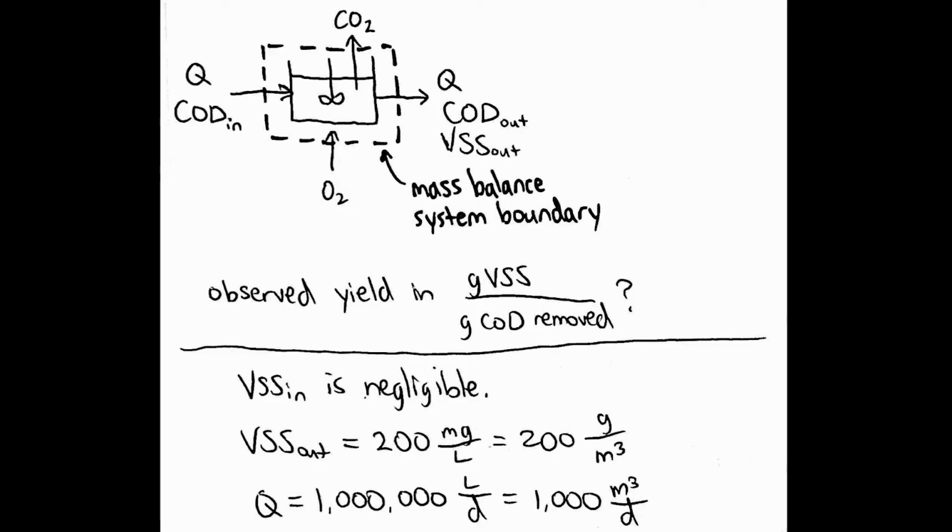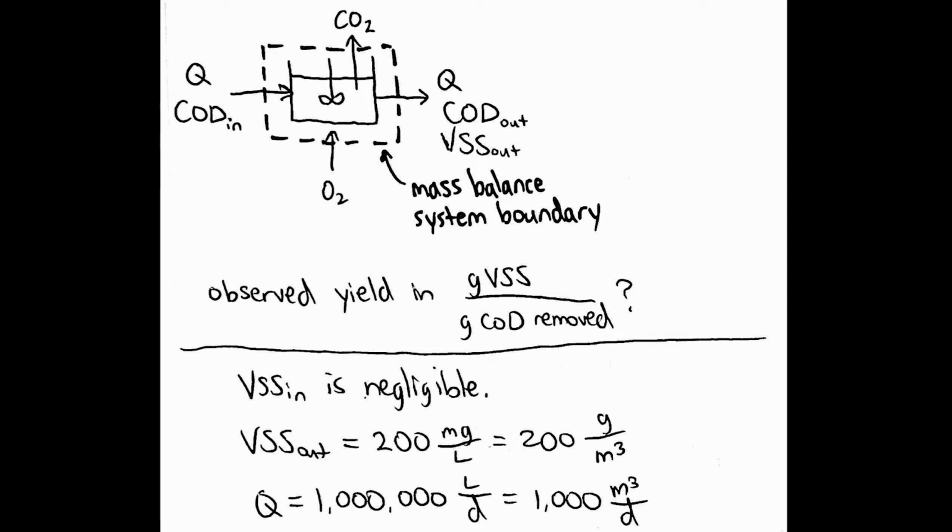To solve this problem, we first have to draw a mass balance around the system, as you can see up here on the top. The first part of the problem is to calculate the observed yield in terms of the grams of VSS per gram of COD removed. We know that the VSS concentration coming into the system is negligible. There are some microbes coming into the system, some bacteria, but they multiply quite a bit inside the reactor, so we can consider what's coming in negligible.